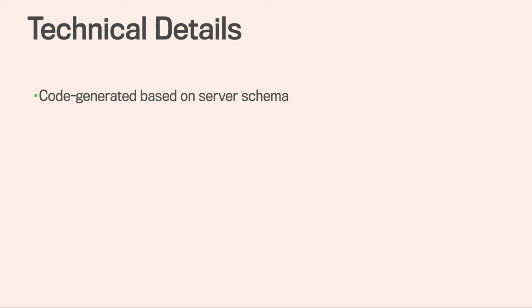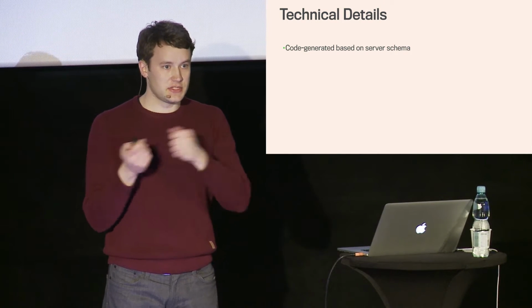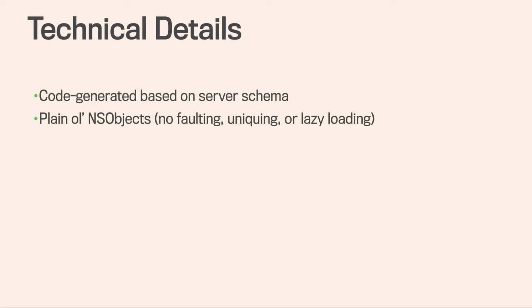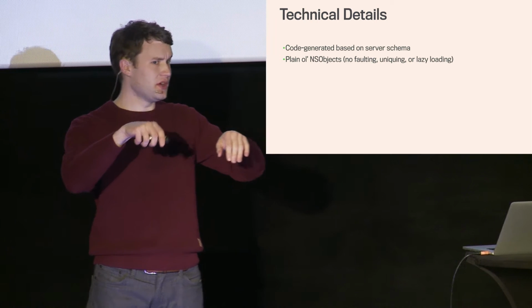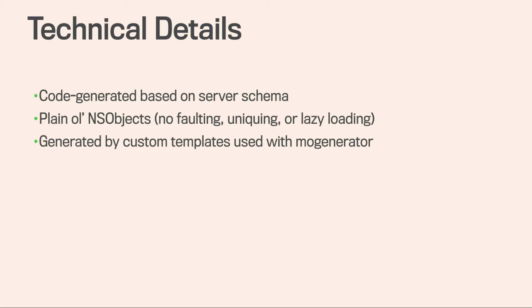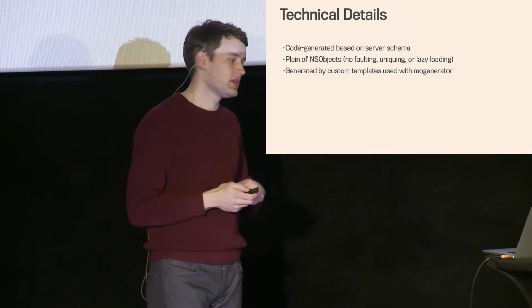Technical details: these models are code generated based on a server schema, so we download from the server a description of what types there are, and then generate the client models. Very, very nice. They're plain old NS objects. Very fast, they're always in memory. There's no magical "let me block the thread for you and go to disk." We don't want that. And we generate it using MoGenerator, which is an open source framework for generating model objects using some custom templates.